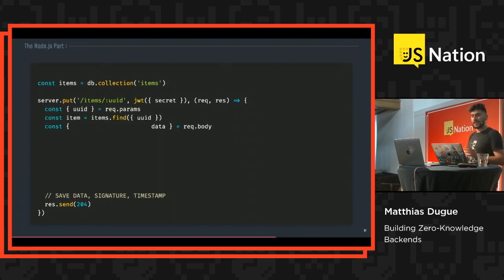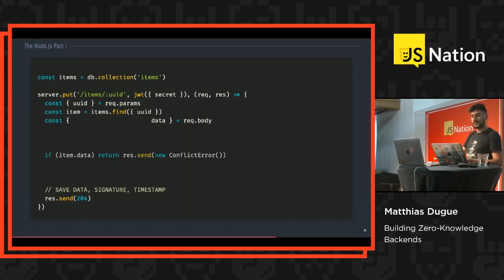In my server, I will just put my payload for my dedicated UID. I will first check if the data isn't already available. If so, I just throw an error because I don't want to override existing data in my backend.